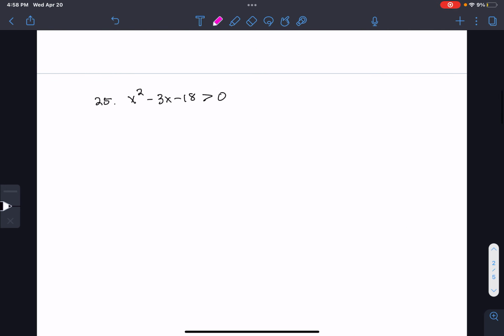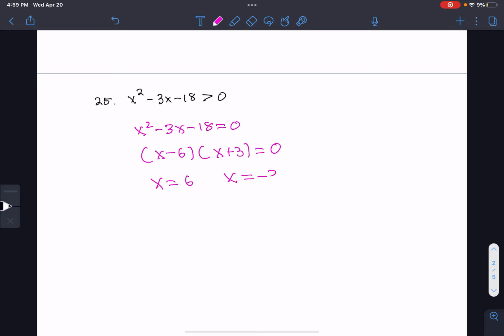Let's move on to the next one. This one is set up for us already. So we just do x squared minus 3x minus 18 equals 0. What two numbers multiply to negative 18 and add to negative 3? Well, that's negative 6 and 3. So you get x equals 6 and x equals negative 3. We make a number line, negative infinity to negative 3, 6, infinity.